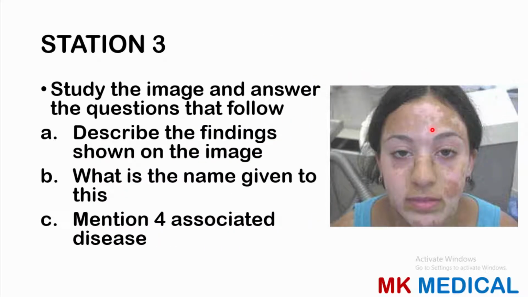Station 3, study the image and answer the questions that follow. Describe the findings shown on the image. What is the name given to this? Mention 4 associated diseases. So I will give you 2 seconds to think through this, and you may pause the video. And here comes the answer.